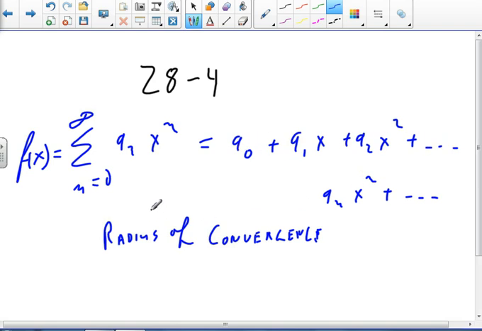Okay, so we want to find the radius of convergence for that particular series. So that's what we're looking for. And it could be a plus or minus thing, so we might have to look at this going plus or minus too, so that would be the other issue. Okay, so that's what we're going to do.